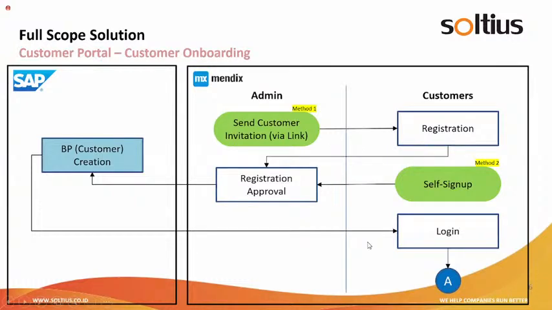This is the first one, the customer onboarding process. Here, we have two methods. The first method is that we can send a customer invitation via link, so the customer can access the link and do the registration by themselves, and the registration will require admin approval. In the second method, customers can self-sign up to our portal, fill in the information, and wait for the admin's registration approval.